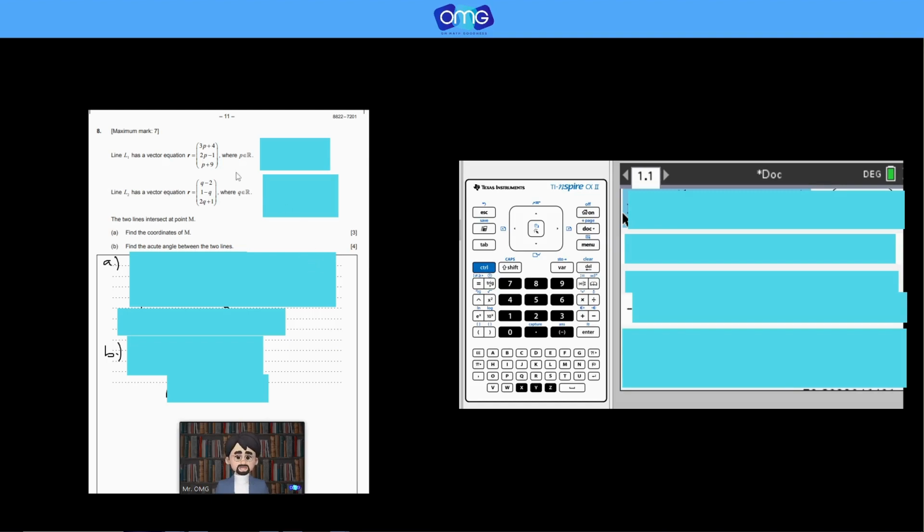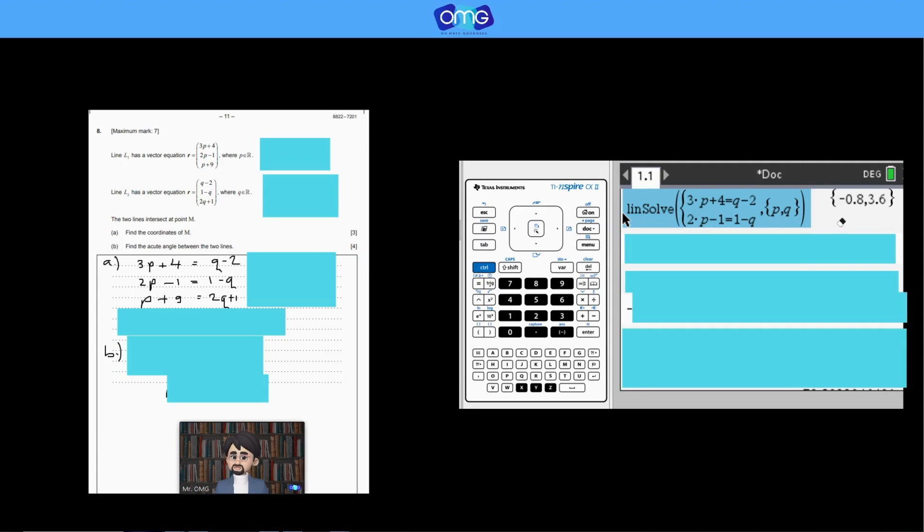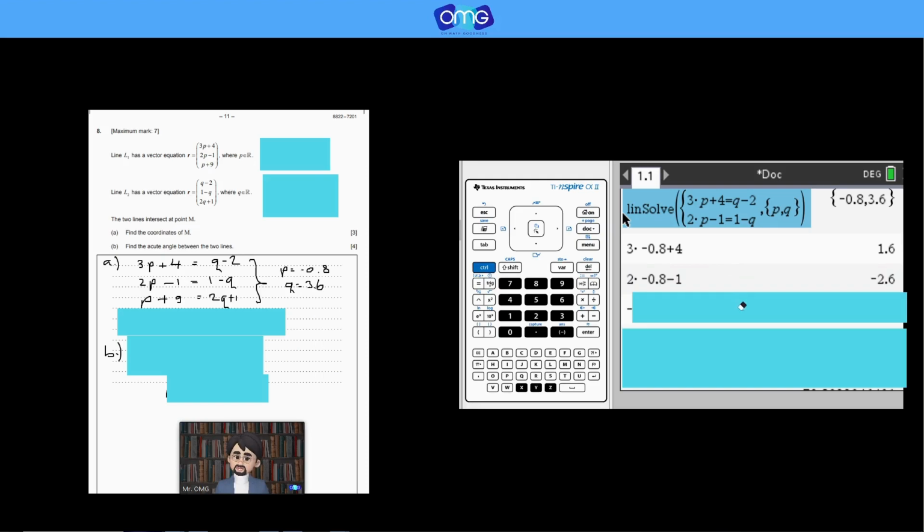Line L1 has a vector equation of this, and line L2 has a vector equation of this. Find the intersection point M. The coordinate of M is when this equals that, so we make them equal: 3p plus 4 equals this. Using a calculator, we use simultaneous equations. We found that p equals minus 0.8 and q equals 3.6. Then to find the coordinate of M, we simply substitute one of them, p equals minus 0.8 for example. If we put q, we also get the same coordinate. So the coordinate is 1.6, minus 2.6 and 8.2.